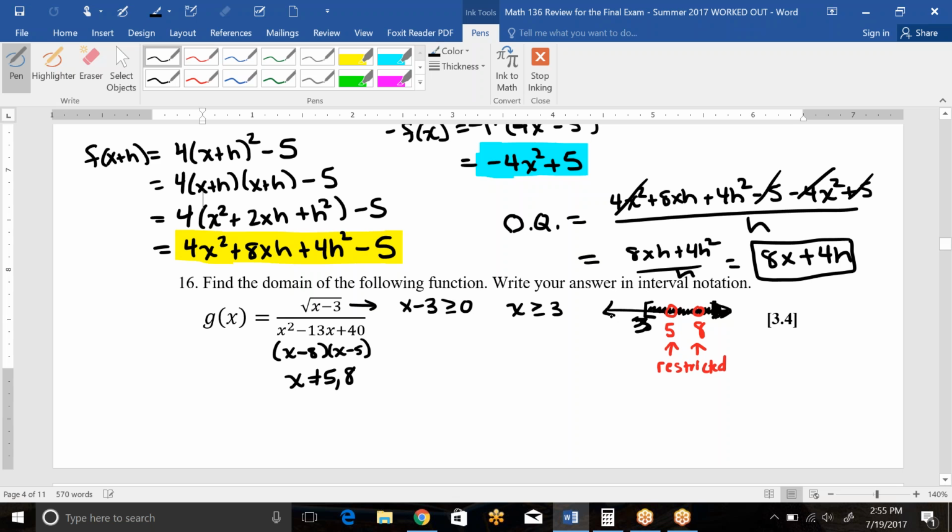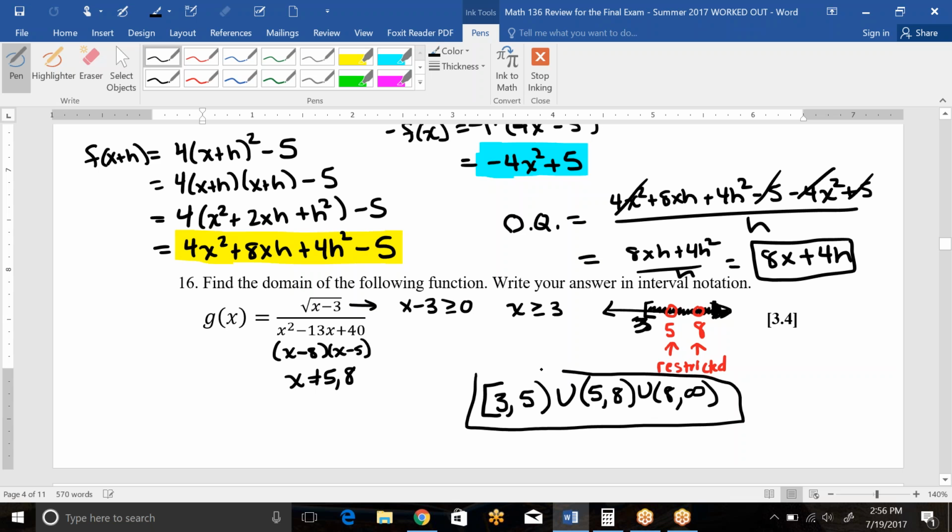Now if one of them had fallen over here on the left side, we would just ignore it because this part is not shaded anyways. So this is 3 to 5 with an open circle, so open parentheses, and then 5 to 8 because that's another little region, and then 8 to infinity. And that's it. That's my domain.